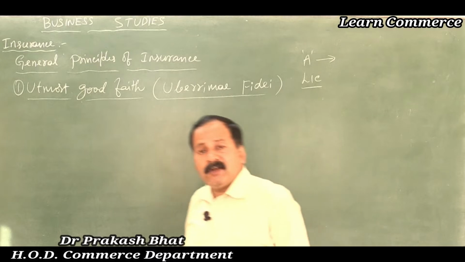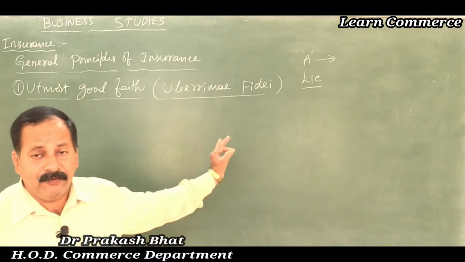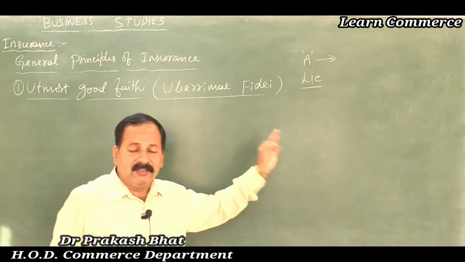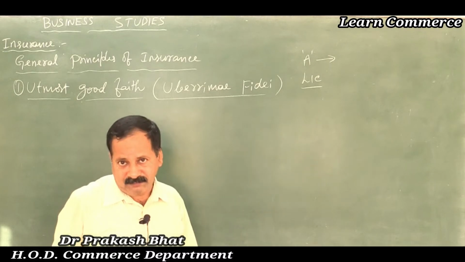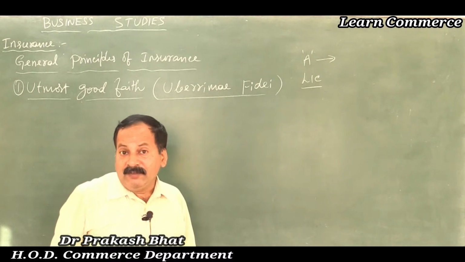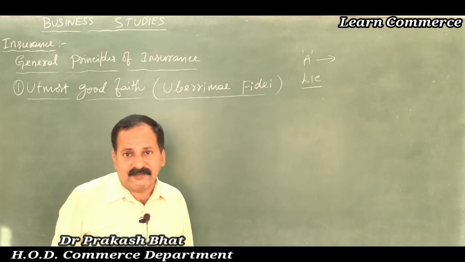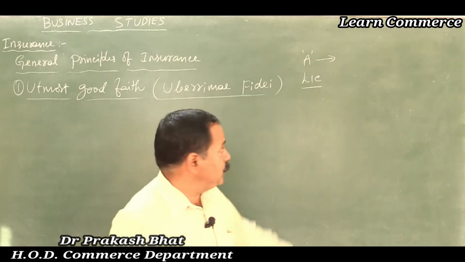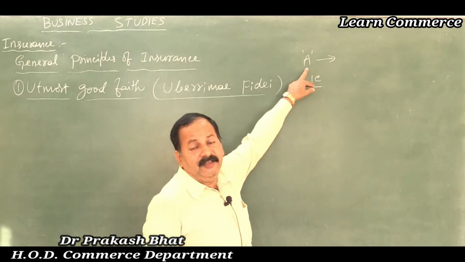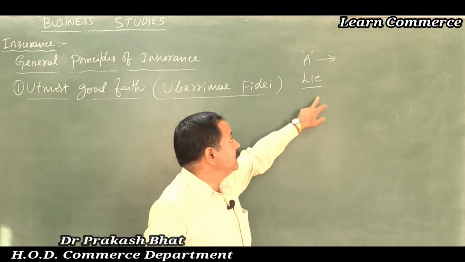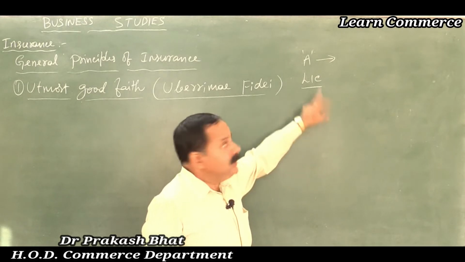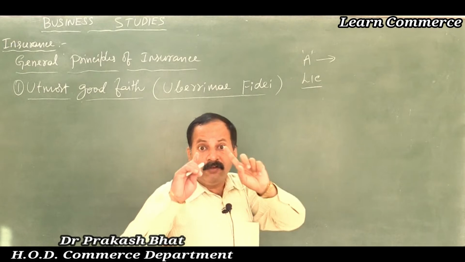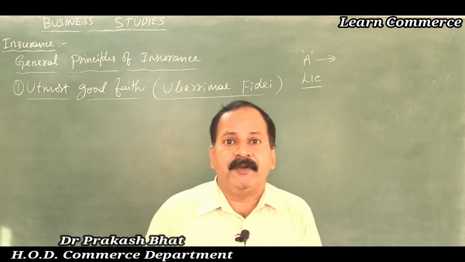A must disclose all the material facts to the Life Insurance Corporation or Bajaj Allianz or whatever the name you call. Okay? What do you mean by material facts? Material facts means, suppose the property of Mr. A is insured here with the insurance company. Then Mr. A has to disclose all the facts related to the property.